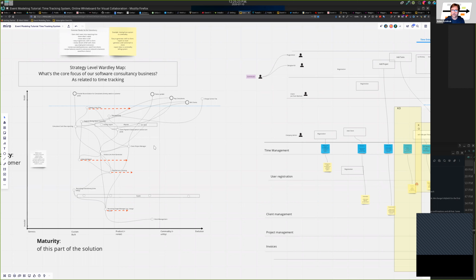Well, at least I contributed something to the Wardley map. I'm sure others have done this before.